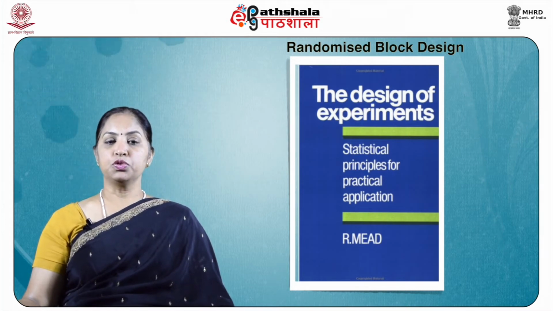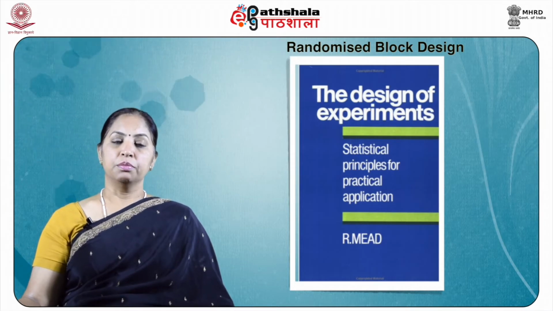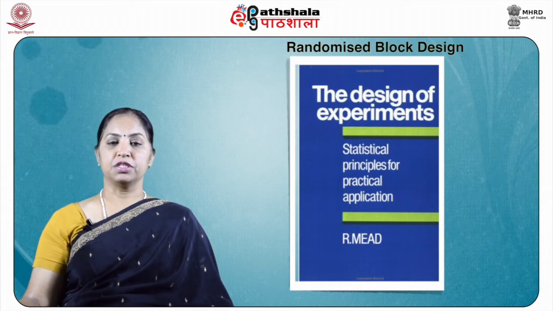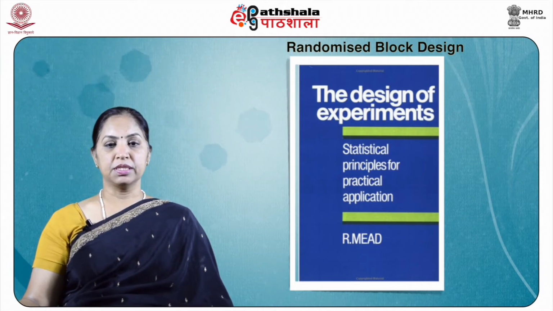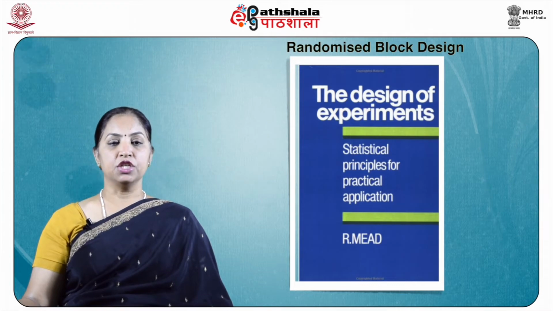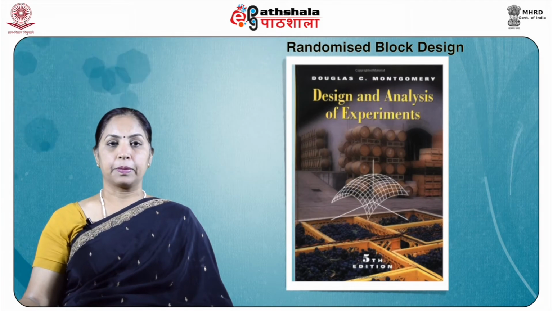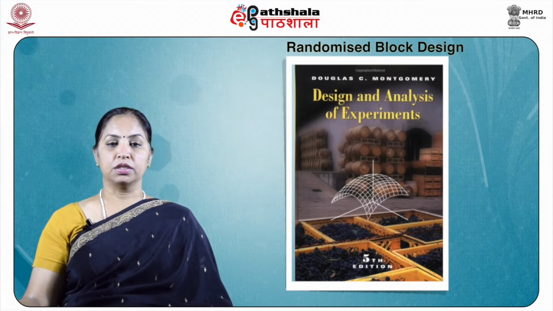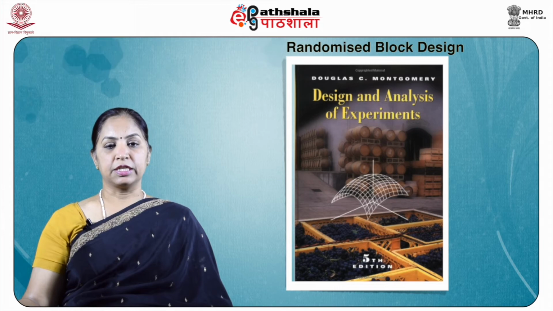The variable used to group subjects is thought to be related to the measures to be obtained with respect to the dependent variable. The number of subjects in a given block would be equal to the number of treatments, and one subject in each block would be randomly assigned to each treatment. Each treatment appears the same number of times in each block. It is then analyzed using the two-way ANOVA technique.